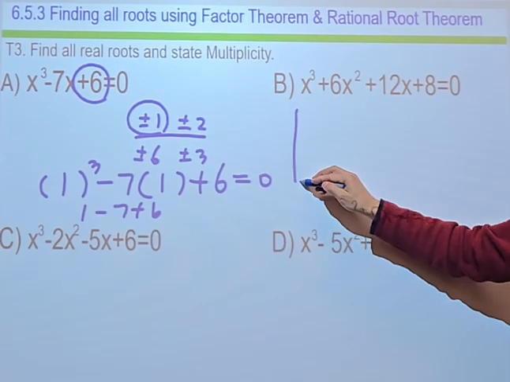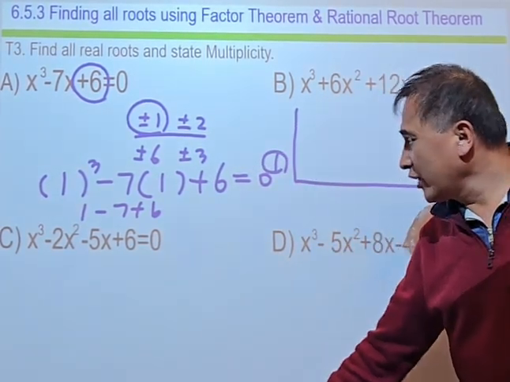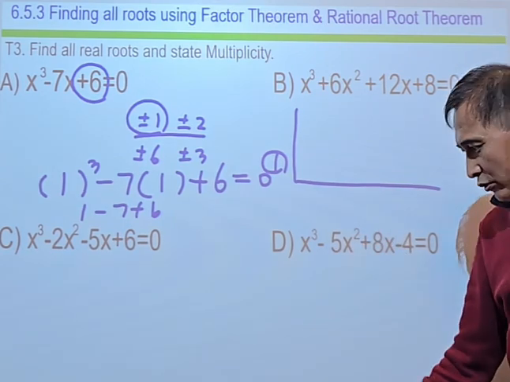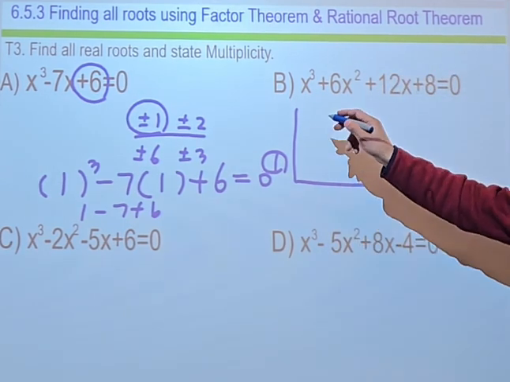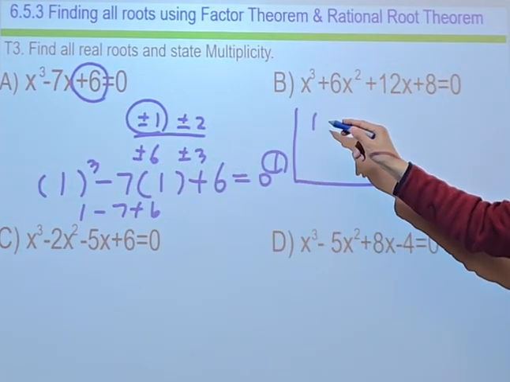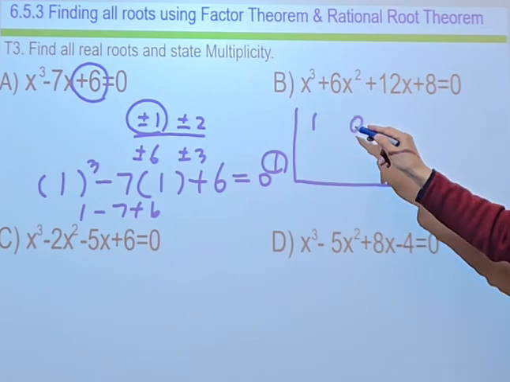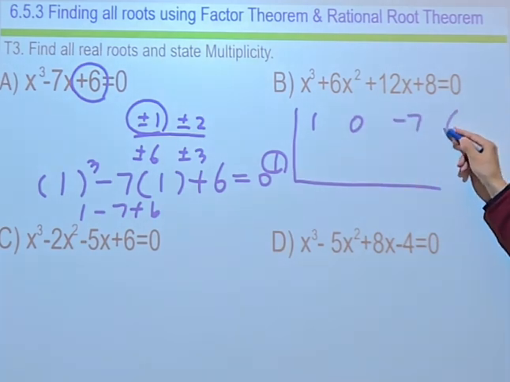Because we found one zero, the best way is to use synthetic division. For synthetic division, you need to do what? We write the leading coefficient on top, 1 there, and for the second degree, there's none, which means 0x squared. You can put 0 there, an empty spot. Then negative 7, 6.